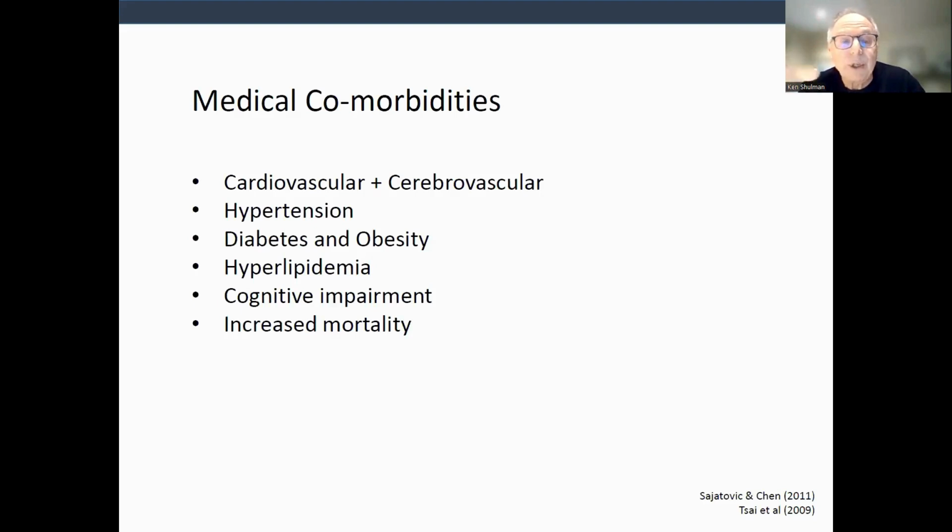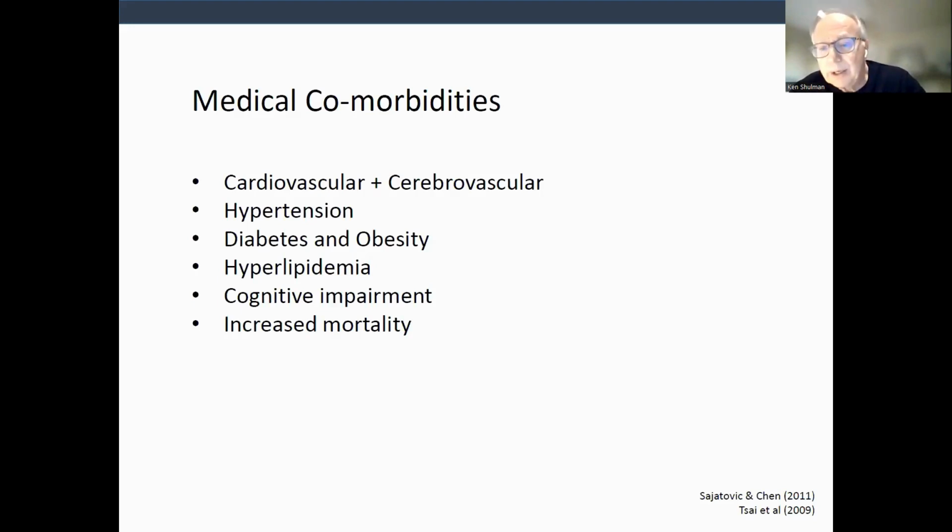And all of those things, you can understand that vascular disease in the brain leads to cognitive impairment as well as increased mortality. And the gentleman that you saw in those pictures died within a year of those pictures being taken. So those are the medical comorbidities. It also speaks to the fact that mental health in late life should be intimately connected and integrated with medical care, as well as neurological care.